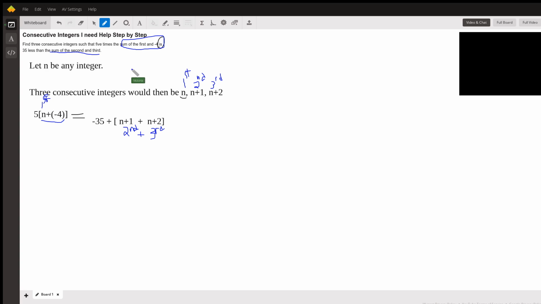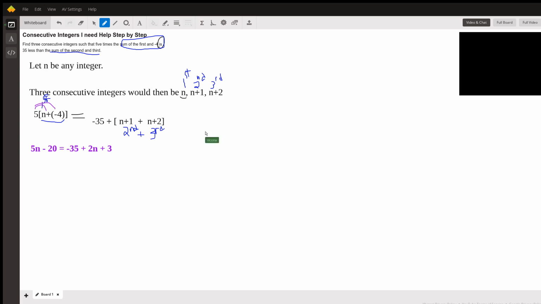Okay, let's see if we can solve this now. I'm going to distribute the 5 in and get 5n, and then 5 times -4 is -20, and that equals -35. And then I'm going to combine the like terms. I have plus 2 n's, and then 1 plus 2 is 3.